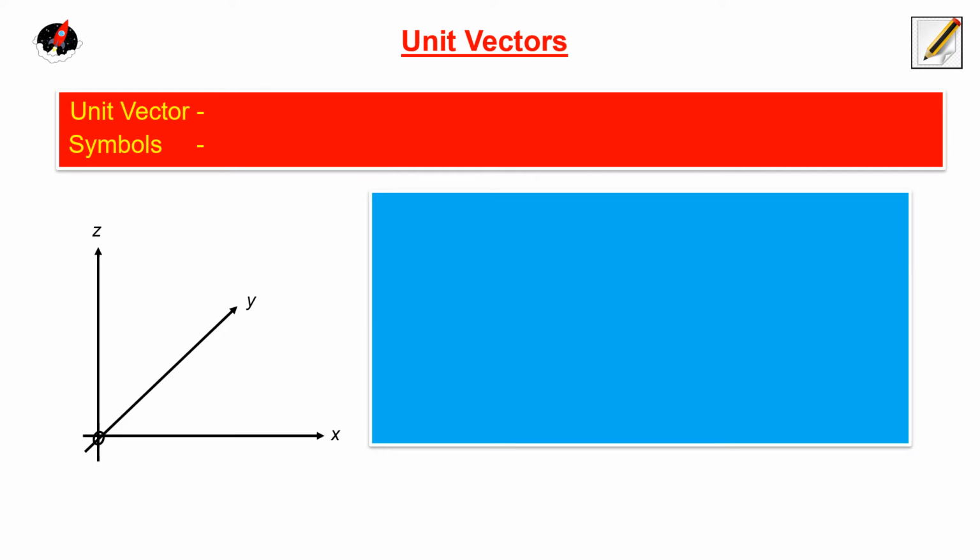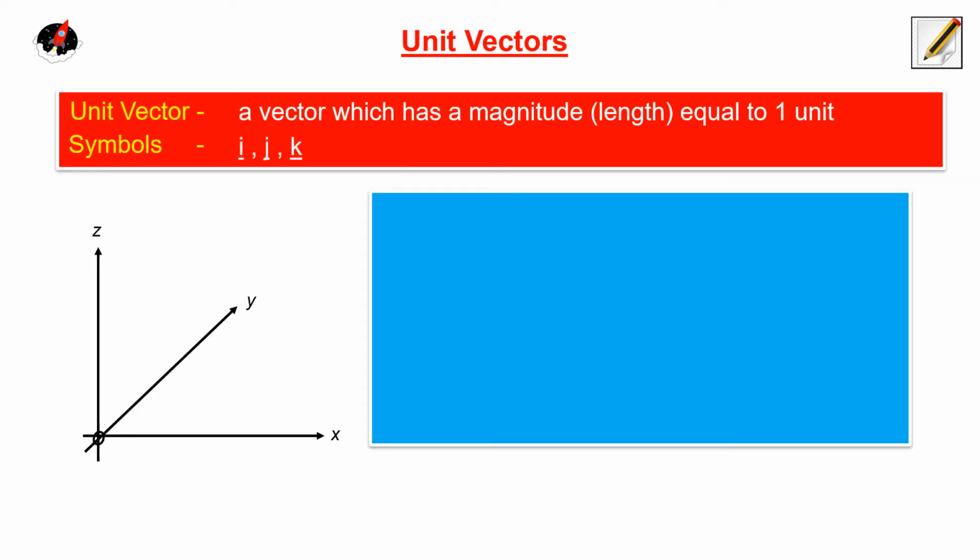Okay, so what is a unit vector? Well, a unit vector is just a vector that is 1 unit long. And the symbols we use for unit vectors are the letters i, j and k.